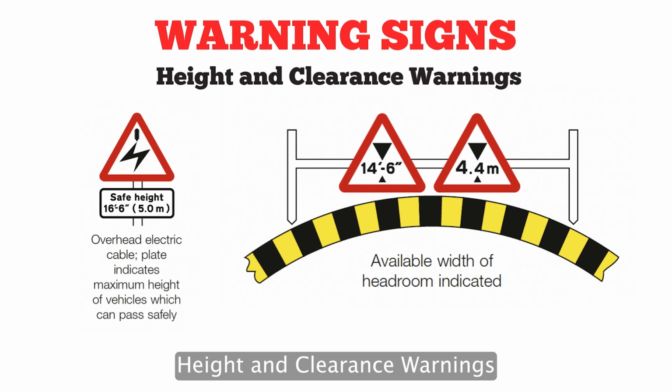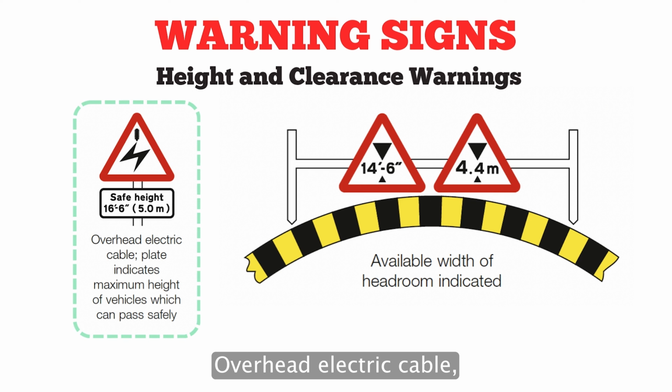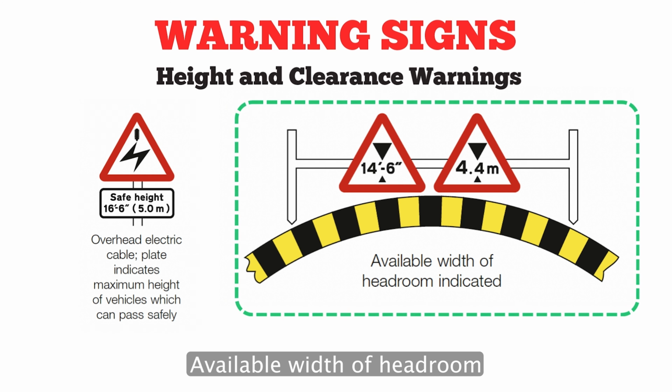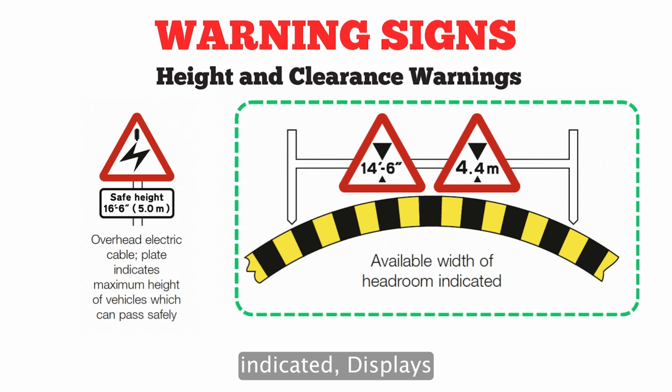Height and clearance warnings. Overhead electric cable. Danger of overhead power lines. Plate specifies maximum vehicle height allowed. Available width of headroom indicated displays the maximum vehicle height that can safely pass under a bridge or tunnel.